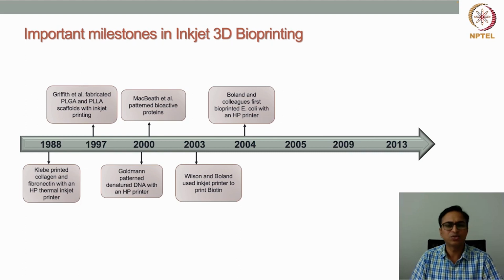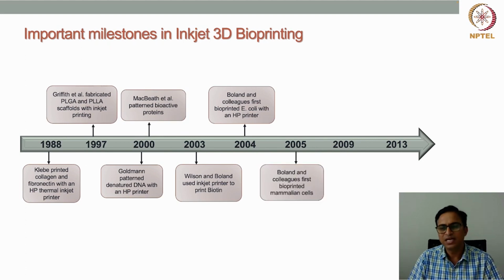In this case, they used the E. coli organism for printing. They found that after printing, the organism was still alive. So this printing technology doesn't cause any damage to the organism. That was the very first attempt of printing a living organism through an inkjet printer.